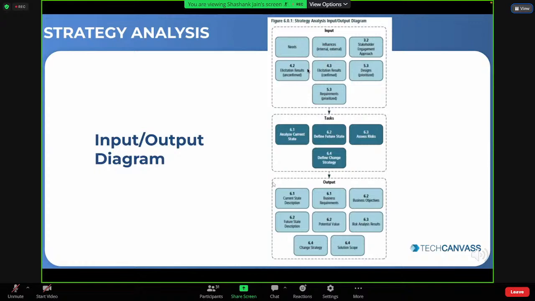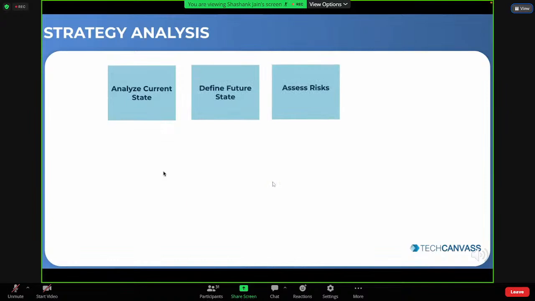There are the tasks, and the outputs from them are like elicitation results, confirmed and in unconfirmed state, and that becomes the input here. So that's like a summarized picture of this entire knowledge area. Four tasks are there and it tells about what the inputs and outputs are. So here are the four tasks: analyze current state, define future state, assess risks, and define change strategy. Let's understand what the different elements are.